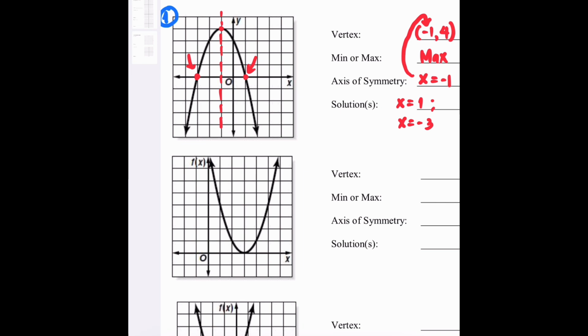For the second graph, the graph opens upward, and we can see that the vertex is right here. Our vertex is at 3, 0. And since the graph opens upward, the vertex is at its minimum.